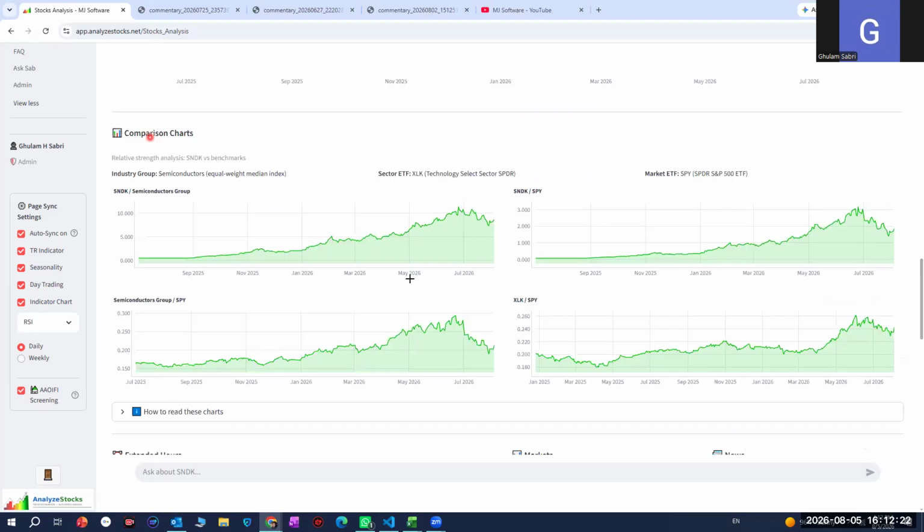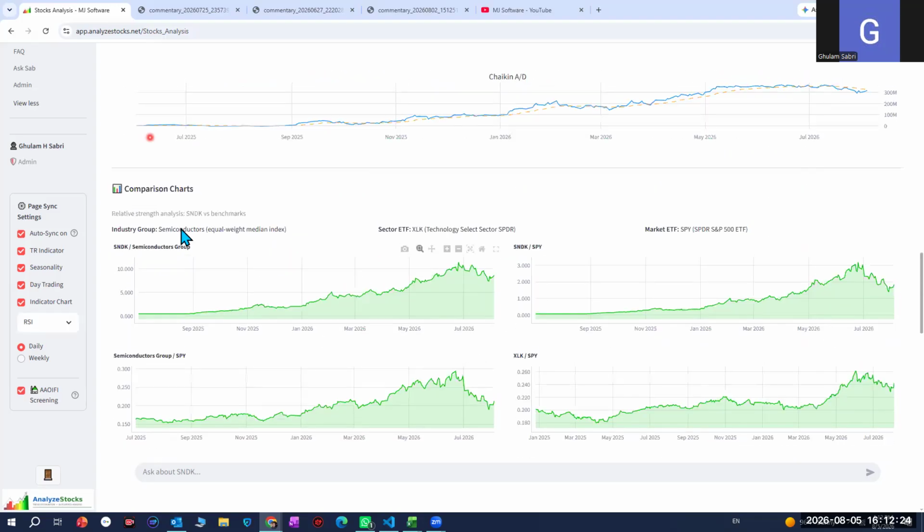One of the features I would like you to take a look at is comparison charts. This is telling you that SanDisk is a part of the semiconductor group. Over the last 1 year, as you can expect, SanDisk's performance has been continuously going up, apart from the last 2 weeks, 2 months. Compared to the broader market, this is what we want in stronger stocks: it should show green and a rising trend. So SanDisk has been very strong against the broader market.